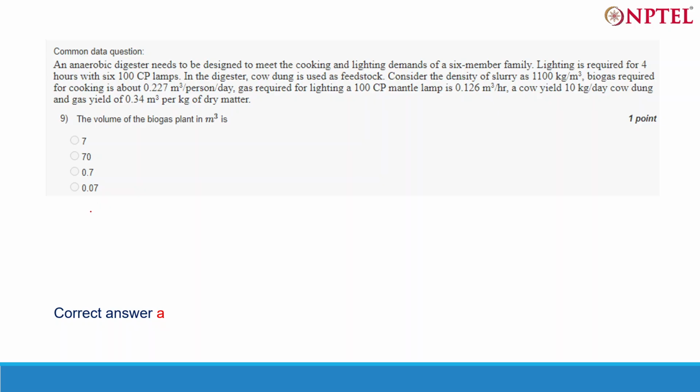So basically, whatever I said, you just have to calculate the gas required for lighting. So take your calculators. This is the gas for lamp, then 4 into 6 hours. So that comes out to be around 3.024. Then for cooking purposes, it will be something around 1.362. So total gas required will be 4.386. So this is the amount of gas that is required.